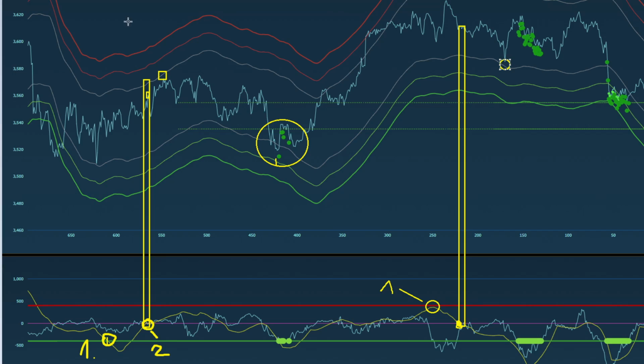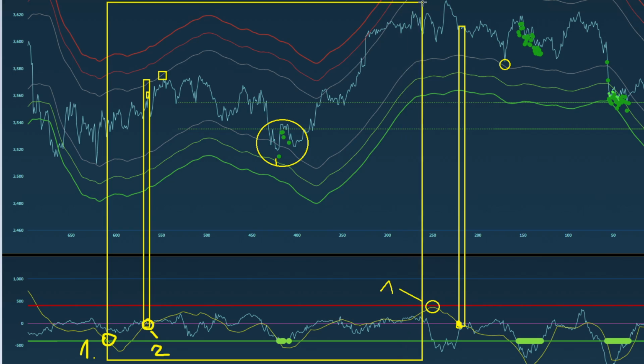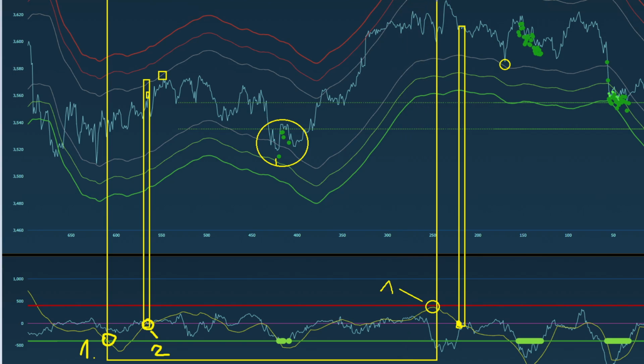right? So this here is our short setup, which was basically stopped by this one, by this setup, these green dots. It was a strong long setup, so we're not in the position anymore.